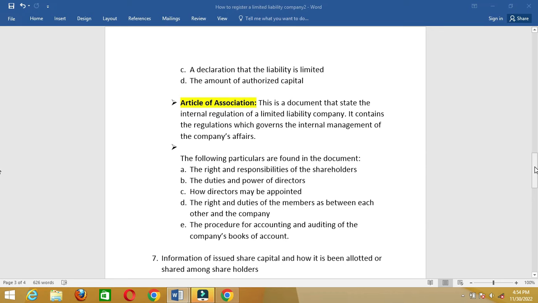Before you can be called a shareholder, that simply means that you have shares in the company. That means you have capital invested in the company. I cannot call Mrs. Ade a shareholder when she does not have shares in ABC Limited. You must have a stake, you must have something in that company before you can be called a shareholder. Then who is a director?